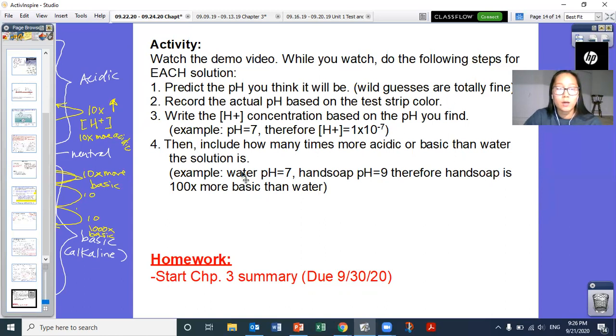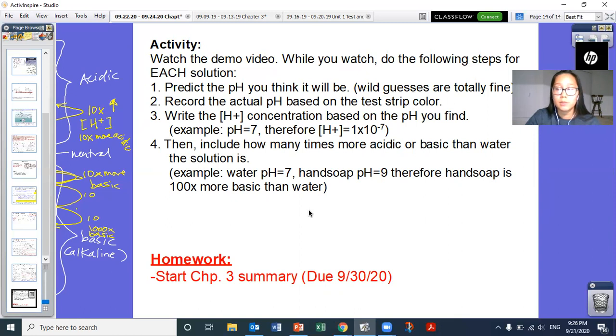So if you have the water being a pH of 7, and for example, hand soap being a pH of 9, therefore you're jumping 2 times, right? So you're jumping 7 to 8, 8 to 9, and each time is 10. So you're going to jump 10 and then 10. So 10 to the power of 2 is 100, right? 10 and then 10, you're jumping 10 times 10, which is 100. So therefore, hand soap is 100 times more basic than water. And you're just writing that for the fourth part of each solution, right?